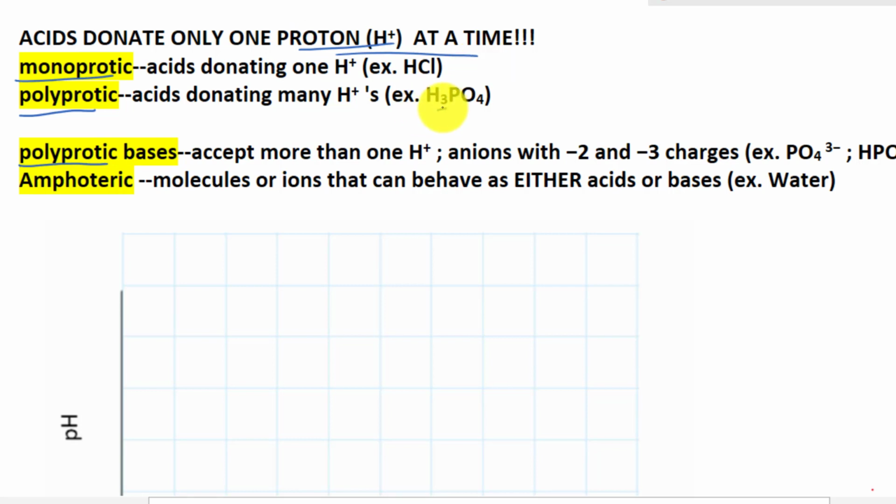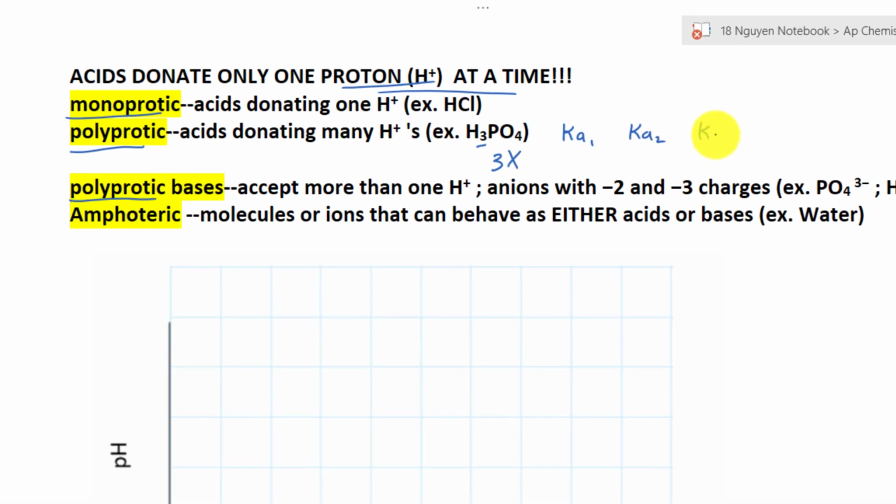We have H3PO4. It has 3 hydrogens, so therefore it's going to donate 3 times. What does that mean in terms of Ka? Well, first it's going to have 3 separate Ka. The first one is for the first H+, then the second one, and lastly we have Ka3. So each one is for 1 hydrogen ion. But the first one is the most important one because it allows us to find the initial concentration of the acid.